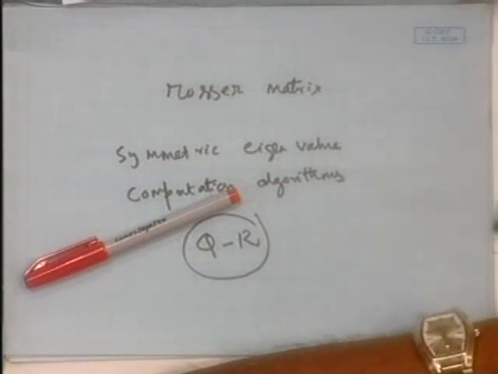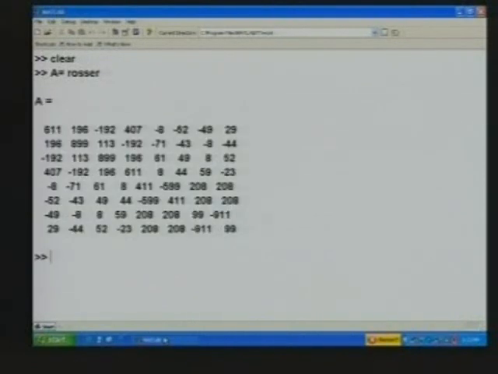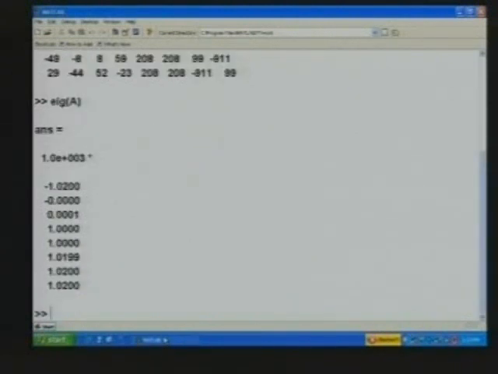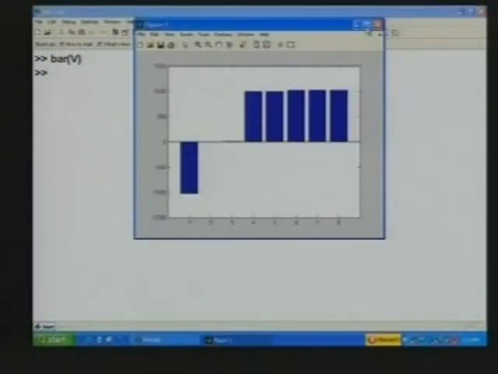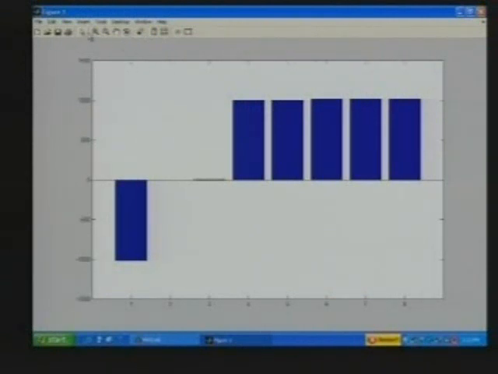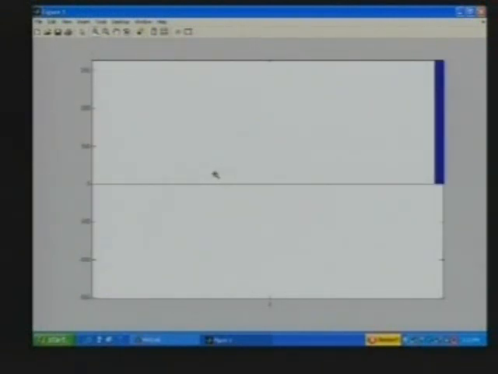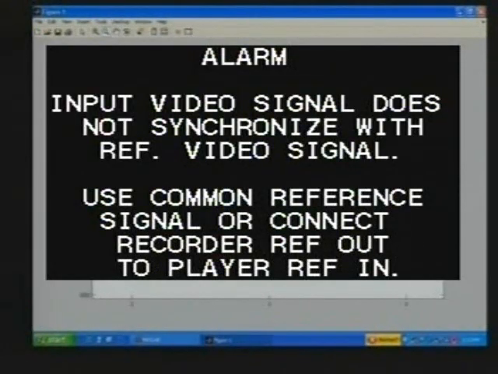You write Rosser, this is the Rosser matrix. If you see the eigenvalues of this matrix, these eigenvalues are very closely spaced. You will find there is a double eigenvalue. If I write V is equal to eigenvalues of this matrix A, and you just bar plot this V, looking at the bar chart of V, what you can see here is a small non-zero eigenvalue, as you can see here.